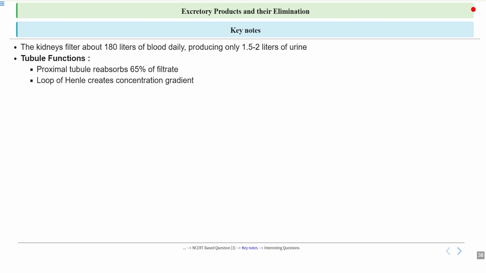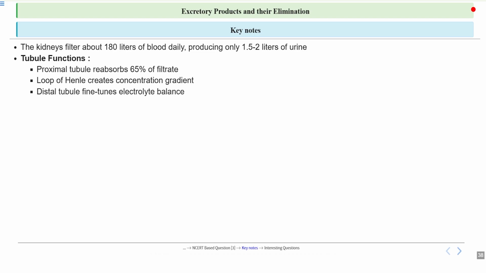Then the next was loop of Henle, which comes into play. Its job is to create a concentration gradient in the kidney, which is essential for concentrating urine. So it is important for urine concentration. Think of it as setting up a system of levels so water can be drawn out efficiently when needed.